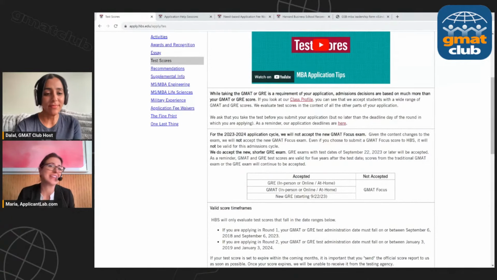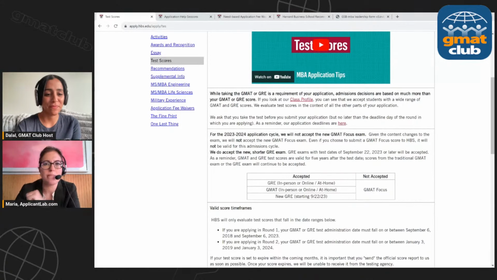And I was really happy when I saw that this was HBS's policy, because in the interest of fairness, it's not fair if some candidates applying in the later round get access to this benefit or this advantage that the round 1 people aren't realistically going to have.